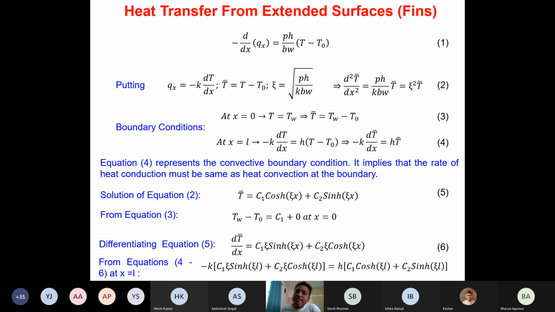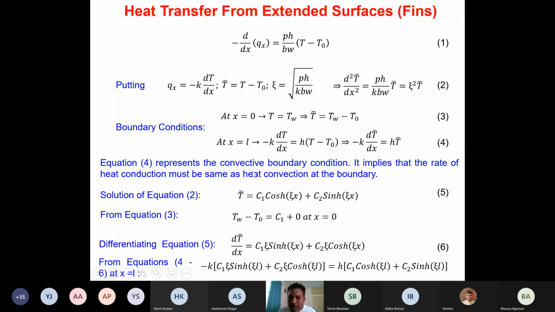Now, in order to apply the second boundary condition we require dt by dx, isn't it? So we can differentiate equation number 5 with respect to x. So dt bar by dx can be obtained as c1 zeta sine hyperbolic zeta x plus c2 zeta cos hyperbolic zeta x, and we can multiply this by minus k and put the entire thing in equation number 4. So minus k dt bar by dx equals h t bar.